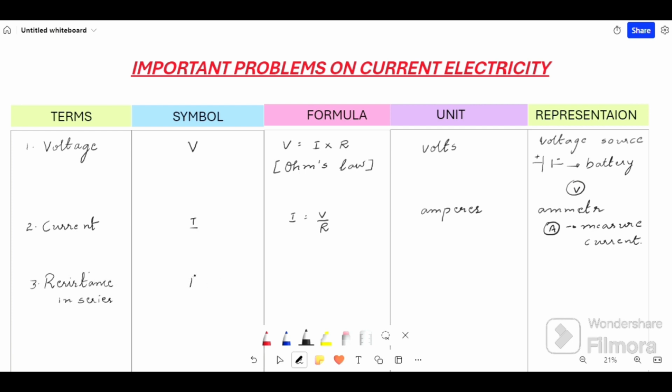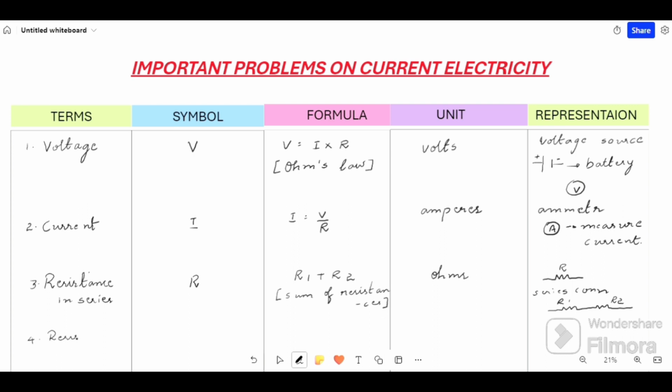Next, resistance connected in series. It is represented by R, and R equivalent is R1 plus R2, that is the sum of the resistances. And we know that the unit used to measure resistance is ohms. It is represented by the resistance symbol. For a series connection, a simple representation can be done like this, R1 and R2.